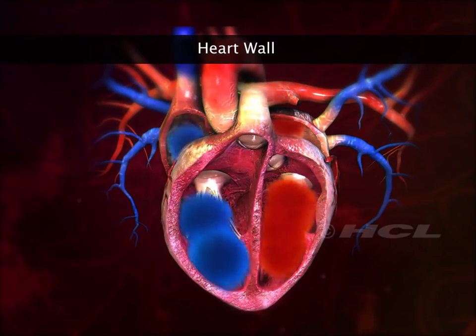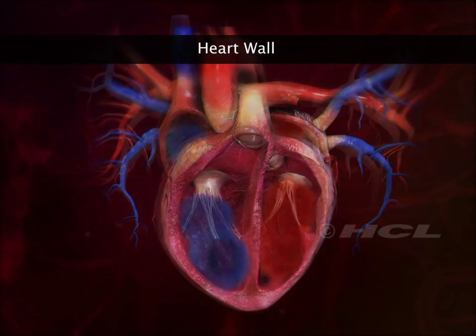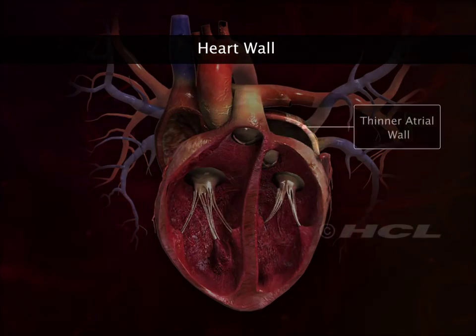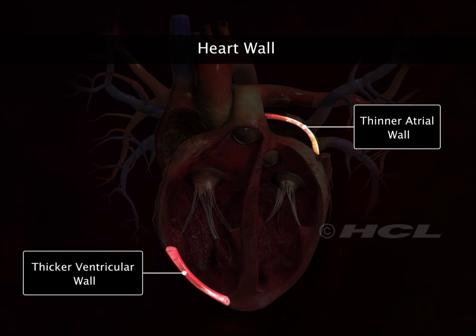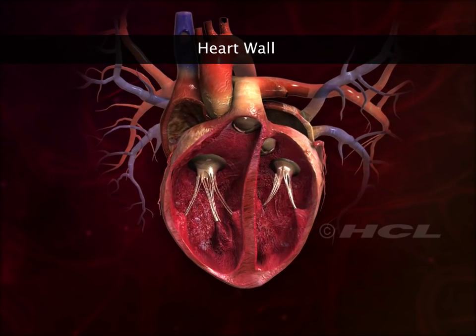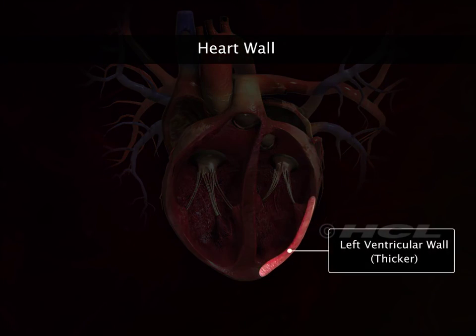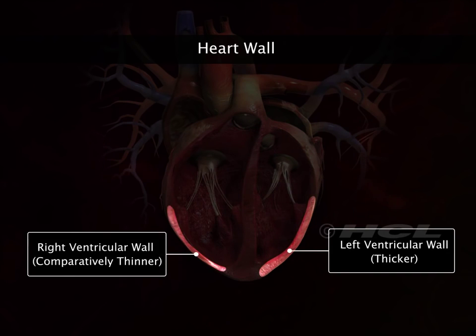The thickness of the walls of the four heart chambers varies with their functions. The walls of the atria are thinner than those of the ventricles, as the blood needs to be pumped into adjacent ventricles only. The left ventricle pumps blood a greater distance at higher pressure. Therefore, the wall of the left ventricle is thicker than that of the right ventricle.